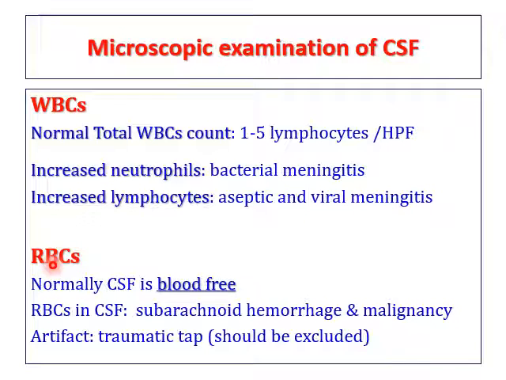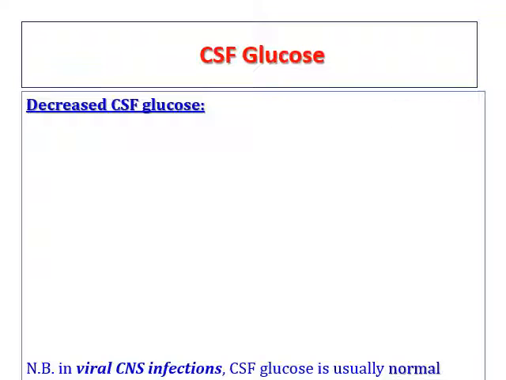As regards the RBCs, normally CSF is blood free. Okay, if we have RBCs in the CSF, maybe subarachnoid or traumatic. And how to differentiate? By the dilution test. As regards the chemical examination, we will talk about the glucose, lactate, and chloride.